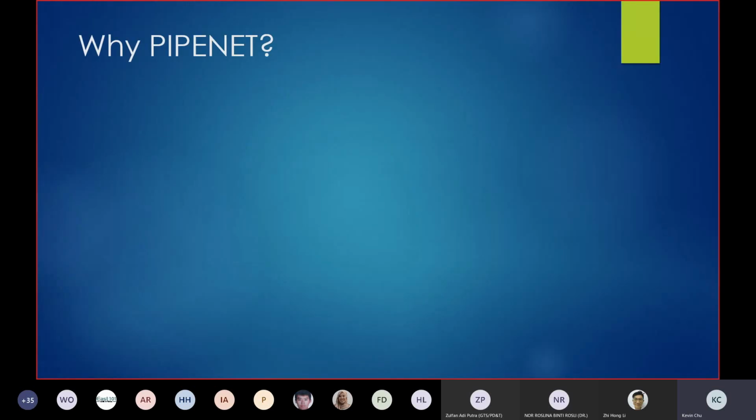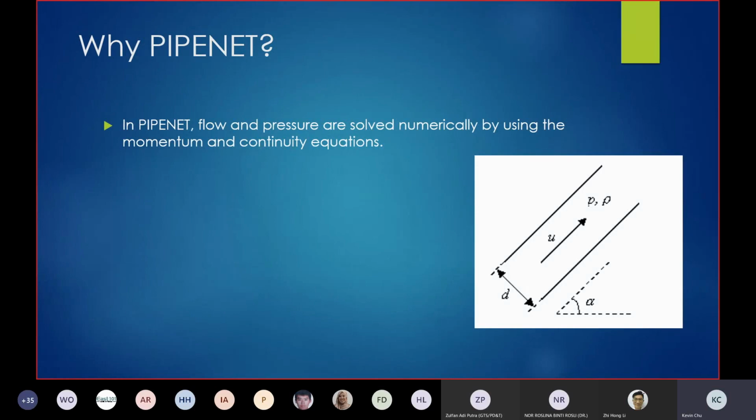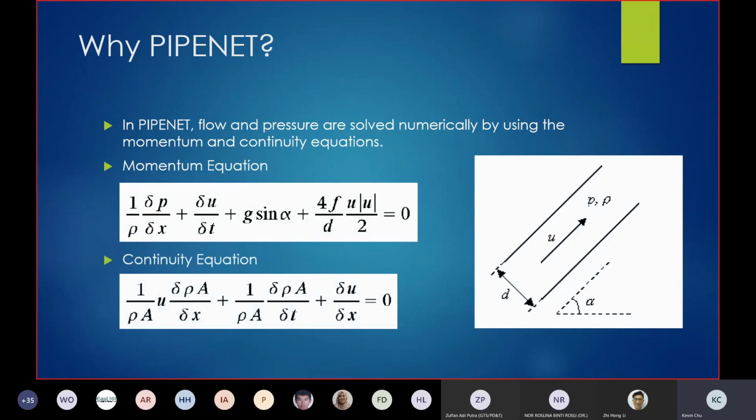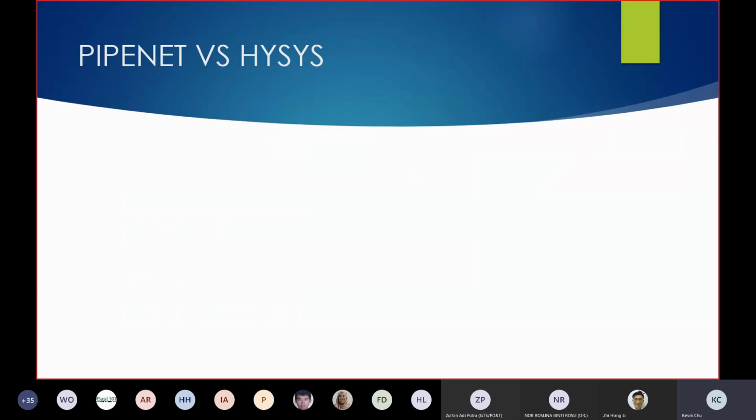However, in Pipenet, the flow and the pressure are solved numerically using momentum and continuity equations. This is how the momentum equation looks, and this is how the continuity equation looks. Don't worry about that. We have done some comparisons between HYSYS and Pipenet.